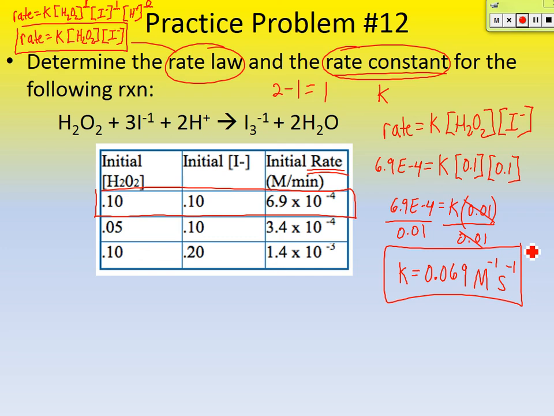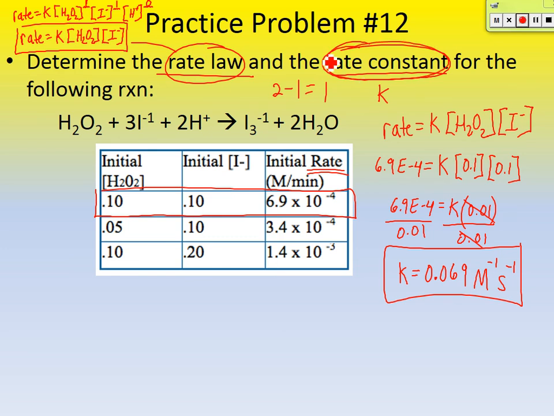And there's your answer. All right, guys, I know that's quite a lot to go through, and hopefully you understand now how to write a rate law, how to use table logic in order to determine the order of the reaction with respect to those reactants. And in the end, you can calculate the rate constant, K.